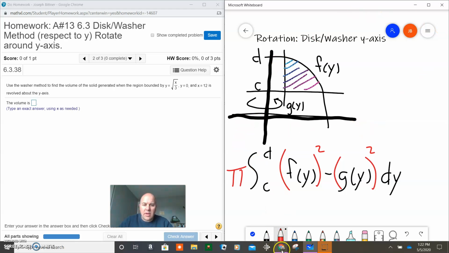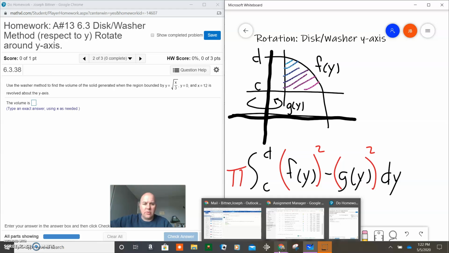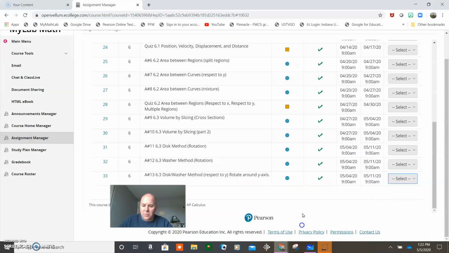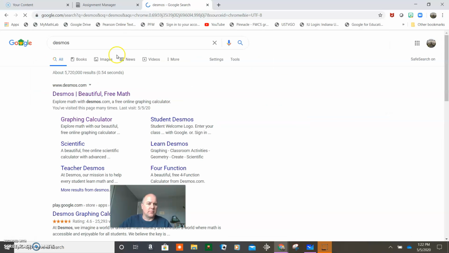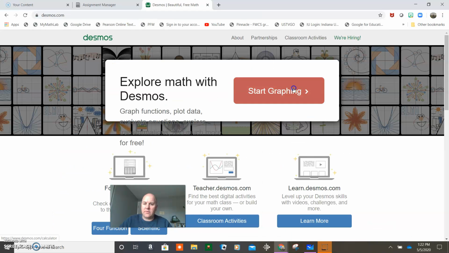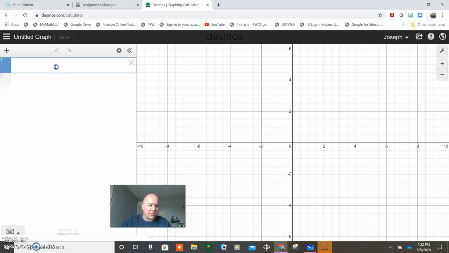All right, let's go ahead and look at this problem just like here. I'm going to write down the equation: square root of x over 3, y equals 0, and x equals 12. And look at a Desmos graph here. Let me open up Desmos. Very easy. I'm hoping everybody's using all the resources for them.